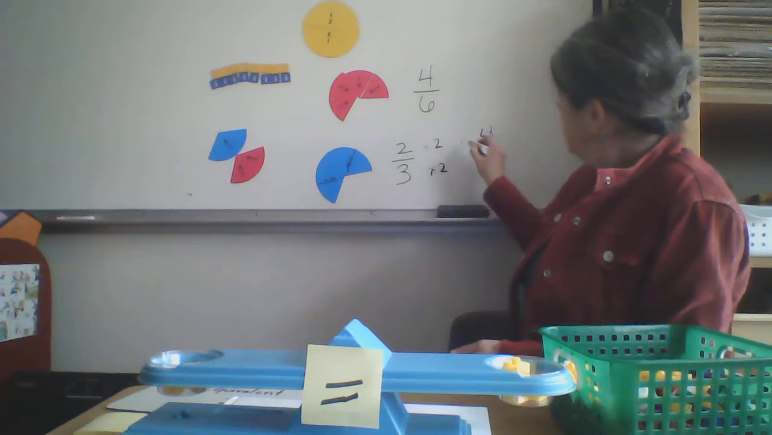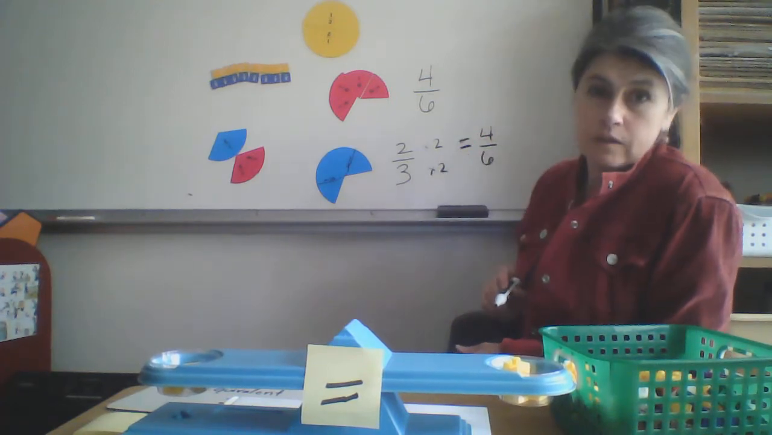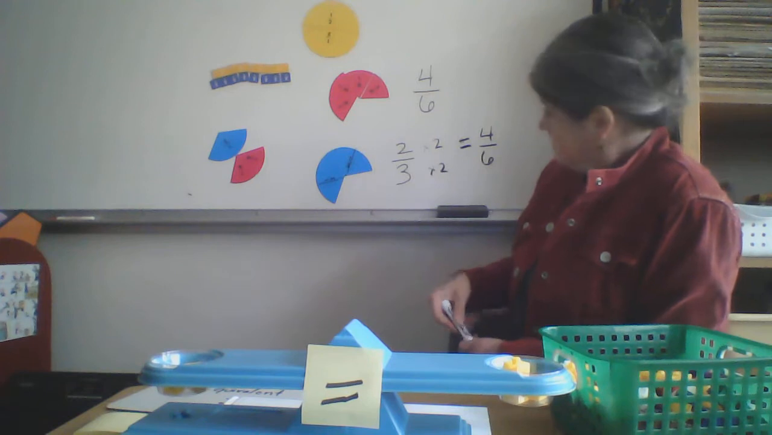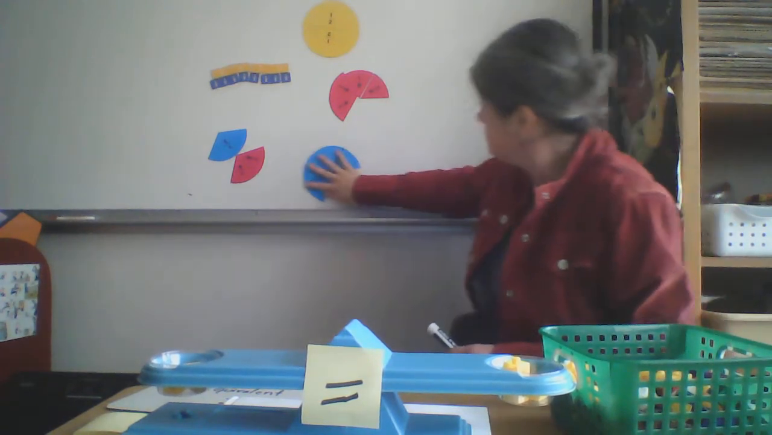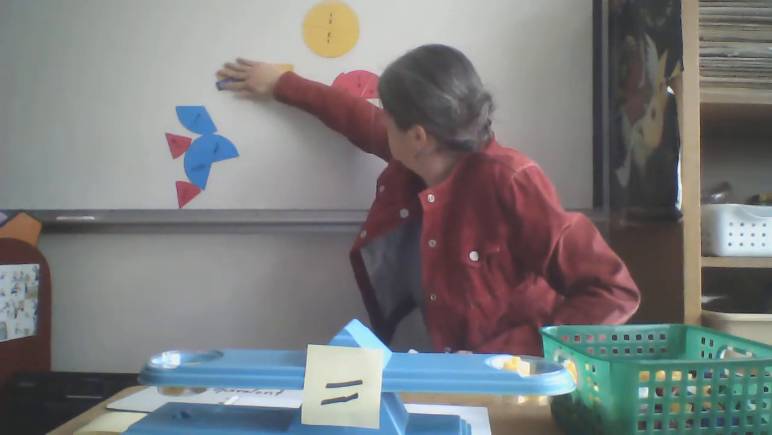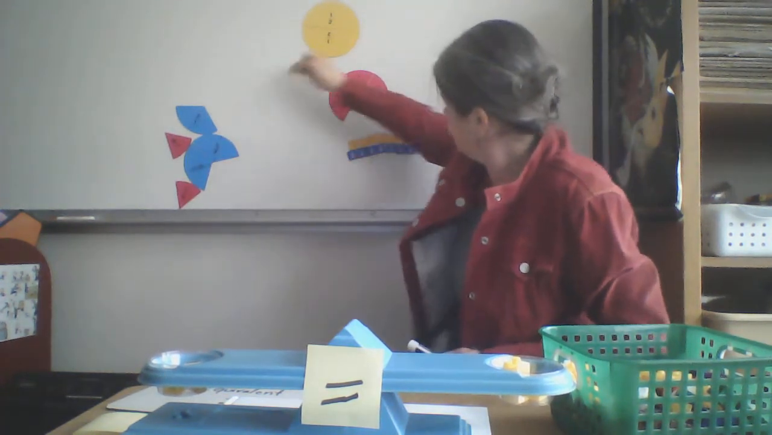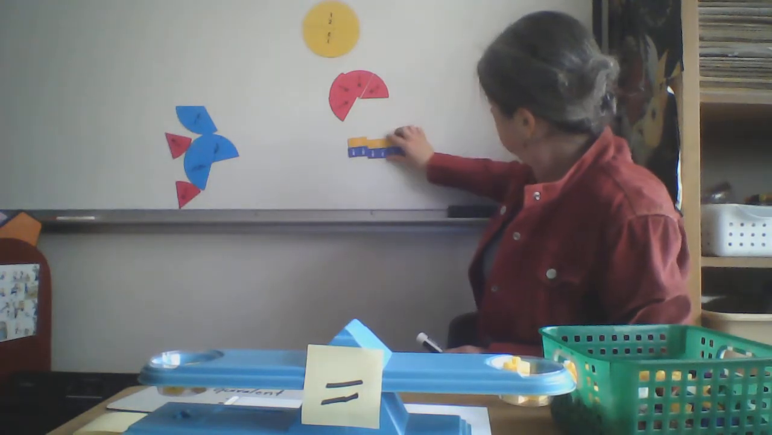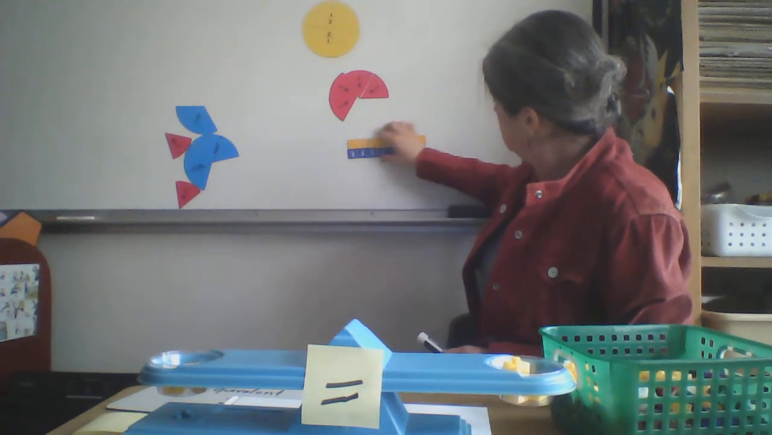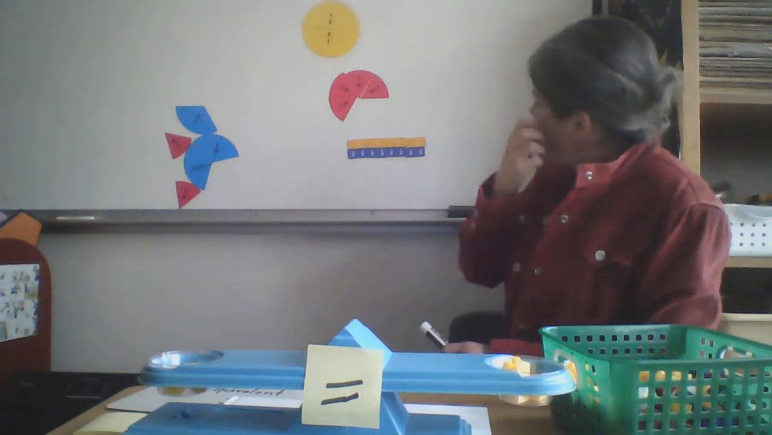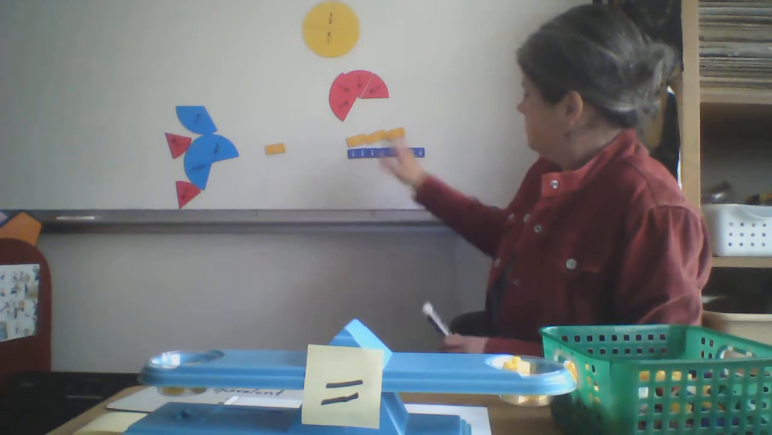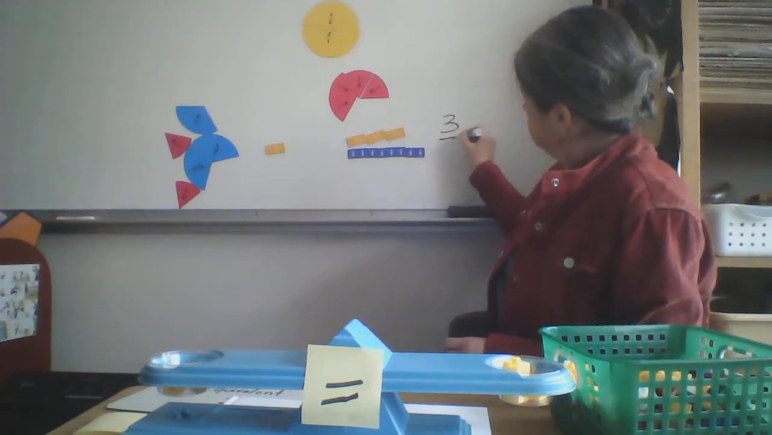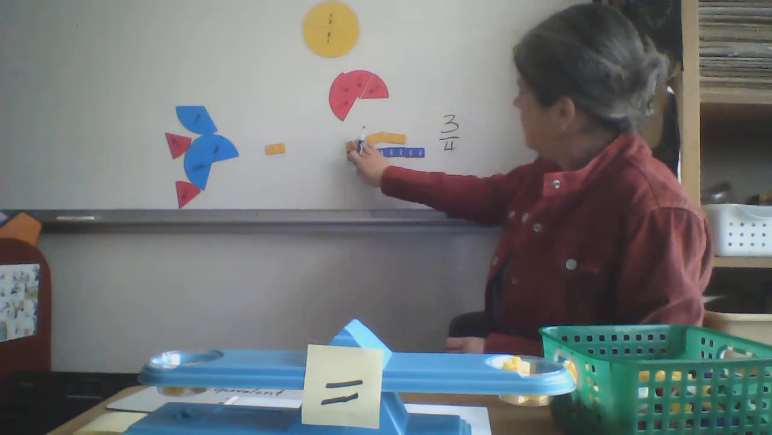Two-thirds is equal to 4/6. Instead of looking at the pies, let's look at numbers, number bars. And I'm going to say this. I'm going to start off with 3/4, and I want an equivalent fraction. I want an equal fraction.